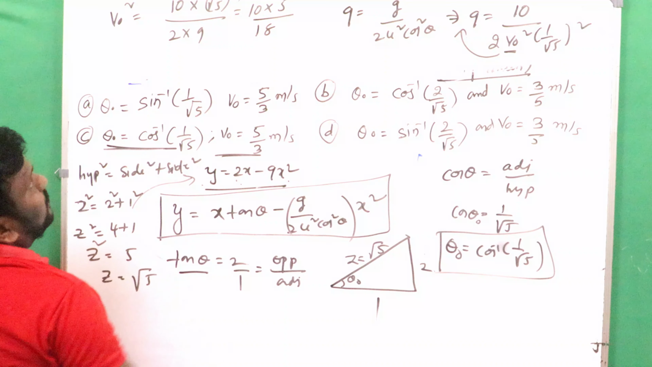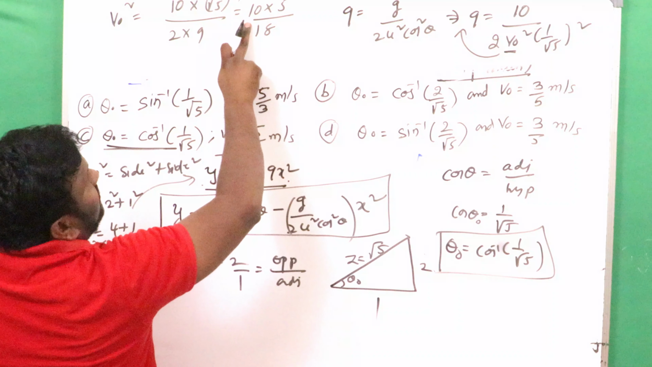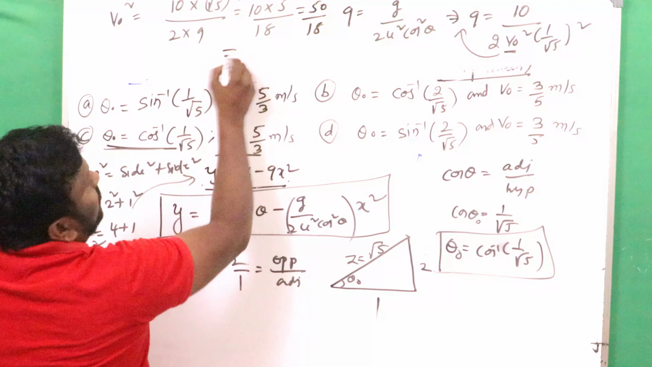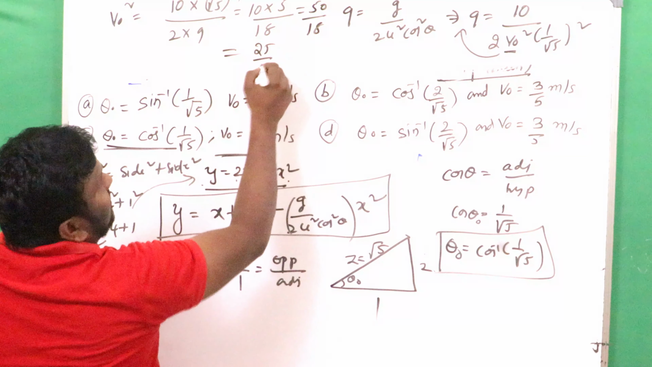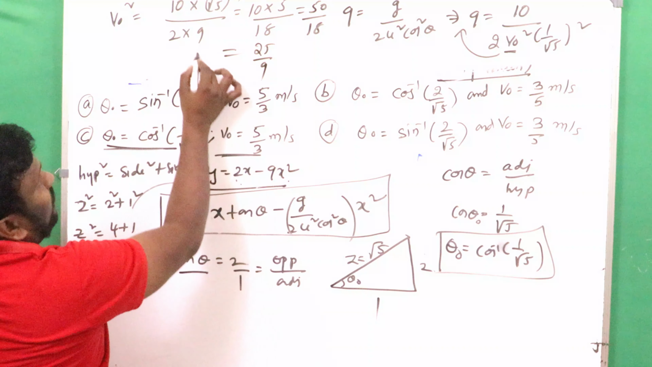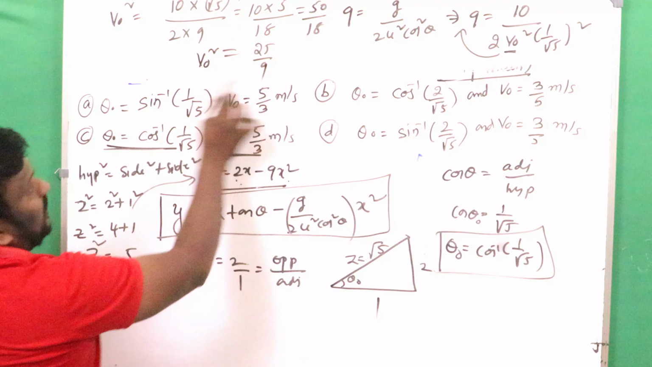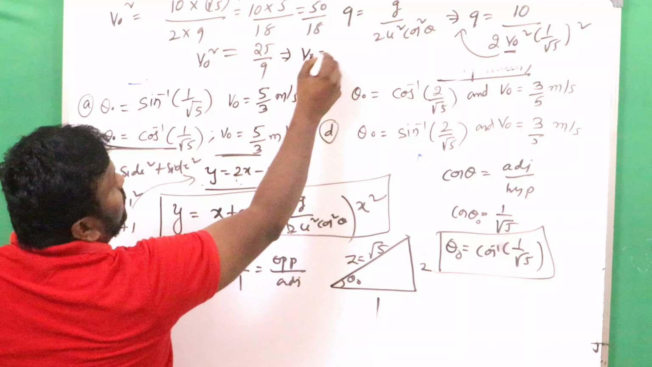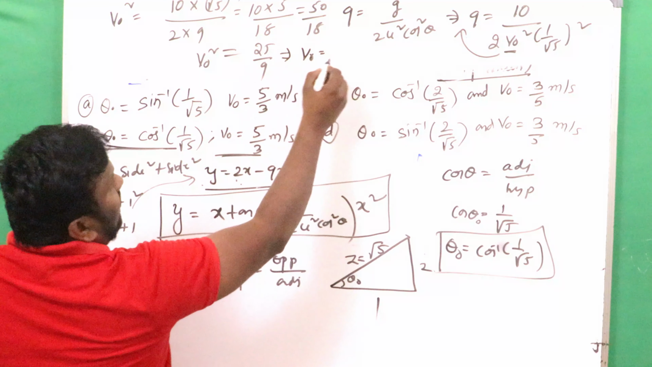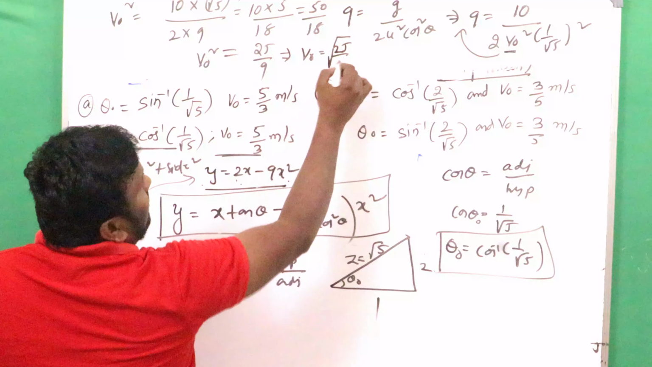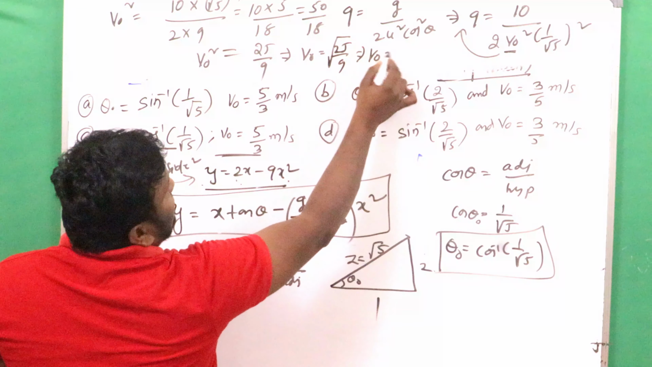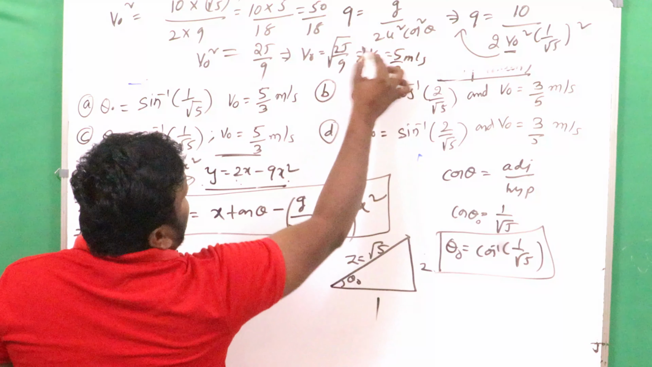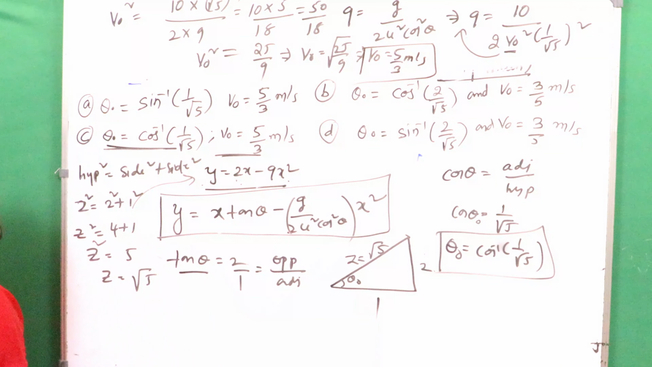Clear? So obviously it is 10 into 5, 50 by 18. It means 2 25s are 50, 2 9s are 18. Then V naught square is equal to 25 by 9. That means V naught is equal to under root of 25 by 9. It means that V naught is equal to 5 by 3 meter per second.